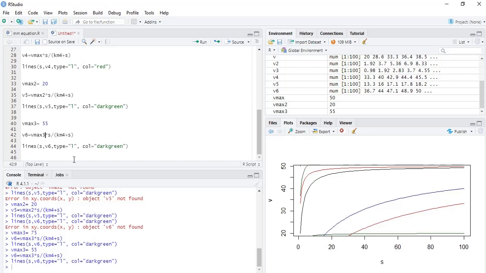Yeah, and that's all. And here we have learned that we can use R as a very powerful graphing calculator to learn how equations behave at different parameter values.